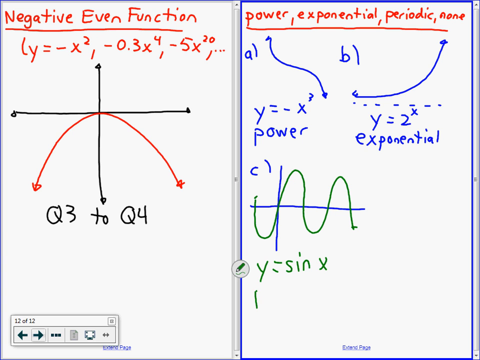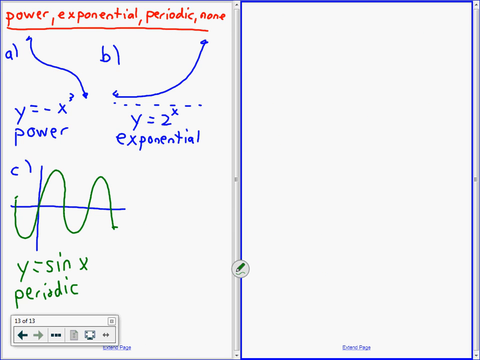This would be periodic. Okay? And if you don't remember sine and cosine, sine starts at the axis, right? Cosine starts at the maximum. Okay, we'll get to those a little later on in the course. Okay? Letter D looks something like this. Now this is a trick.